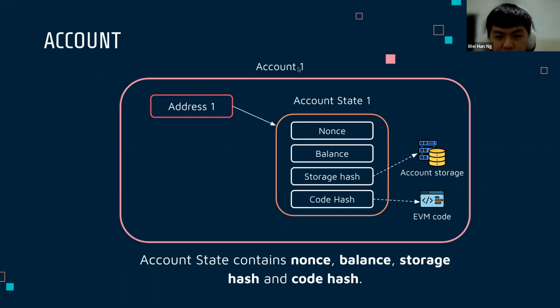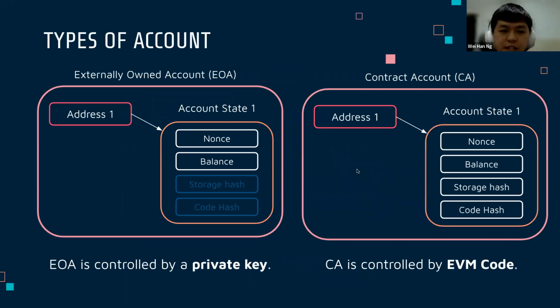Now that you understand what an account is as a whole, let's explore what the types of accounts are. Actually, there are two types of account. The first is called externally owned account, EOA. The second one is called contract accounts, CA, basically your smart contracts.